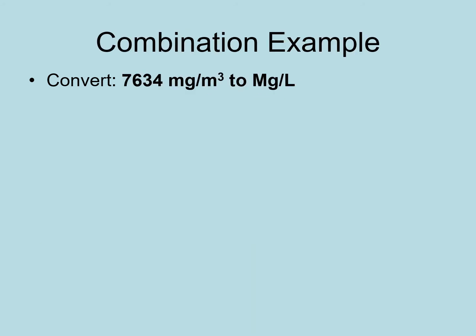Let's do another example. 7,634 milligrams per cubic meter. Let's convert that to megagrams per liter. You have to be careful in the metric system with the abbreviations of the prefixes. If they're capitalized, then it's a very big number. So M in Mg over L is mega, million, whereas small m over cubic meters is milli, 1,000ths.